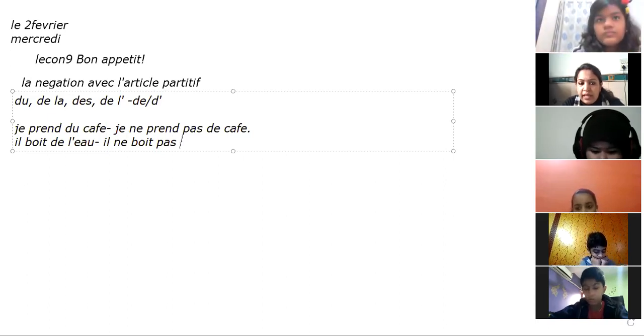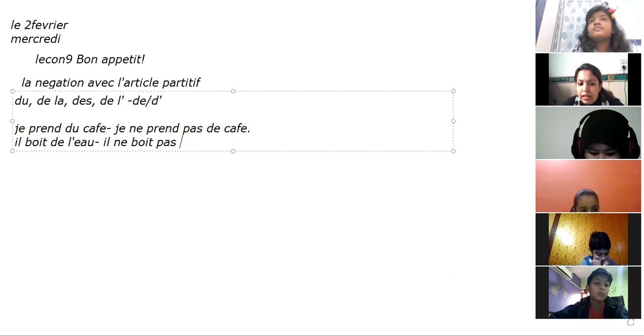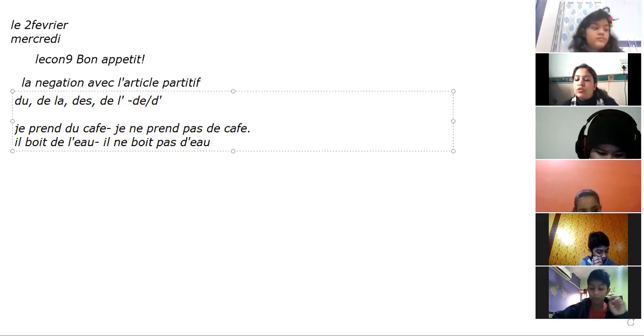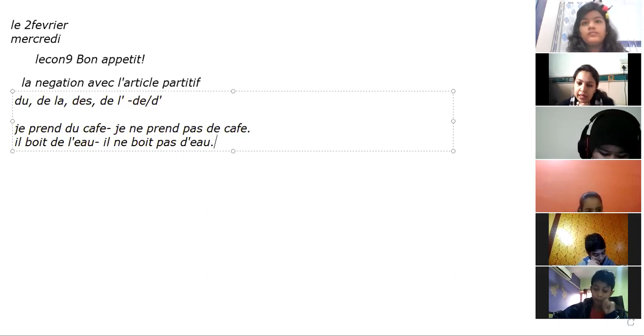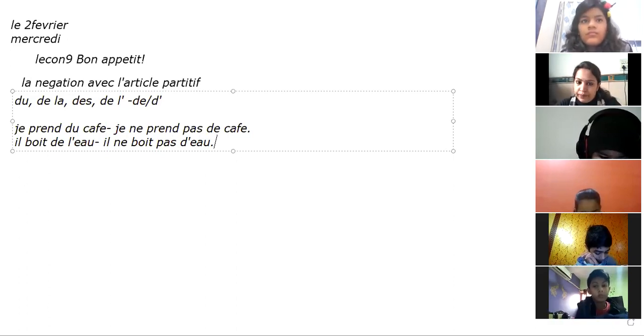Negative is done. De l' will change to de. Now the next word is starting with a vowel, so here we are going to place d'. Now understood when to place de and when to place d'. When your object, whatever the thing we are talking about, is starting with a vowel, then we will be placing d' instead of de. Okay, everyone?